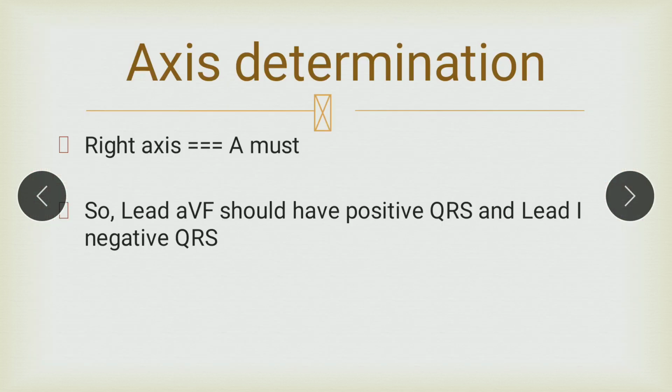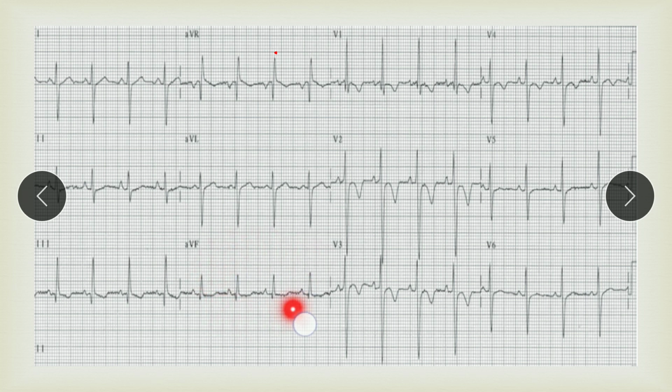The first and foremost criterion to diagnose RVH is right axis, that is the axis should be equal to or more than 90 degrees. As we have seen in the earlier presentation, the easiest method to diagnose right axis is that aVF will be positive and lead 1 will be negative. Like in this case, the QRS complex in aVF is predominantly positive and here it is negative. Though there is a positive component, the negative component is much more when compared to the positive component. So this is negative, so the patient has right axis.